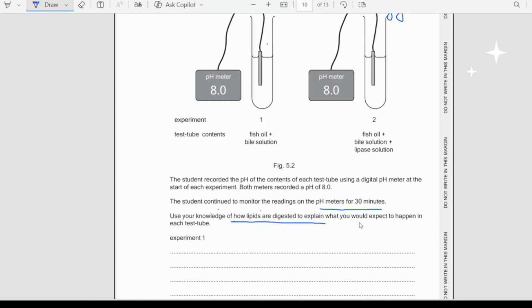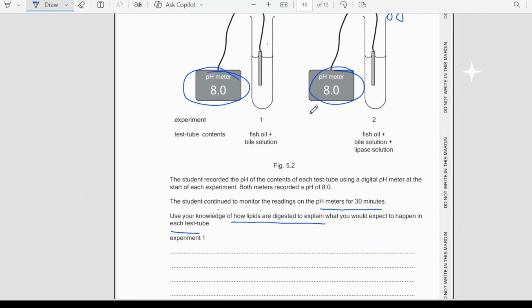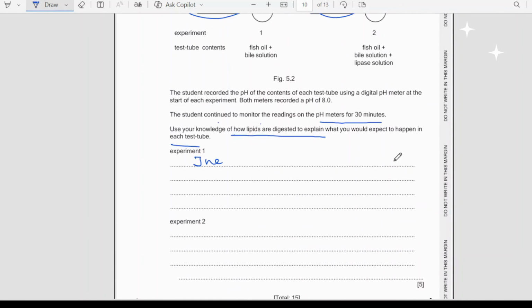Now, the students continue to monitor the pH reading for 30 minutes. Use your knowledge of how lipids are digested to explain what would happen to each test tube. What would happen to the pH of test tube number 1, and what would happen to the pH of test tube number 2? So, what do you think? Would the pH change in test tube number 1? No. Since there is no digestion, the pH would remain the same. How many marks? Okay, 5 marks. That's it. The pH would remain the same.